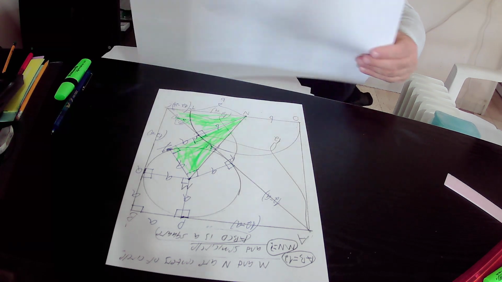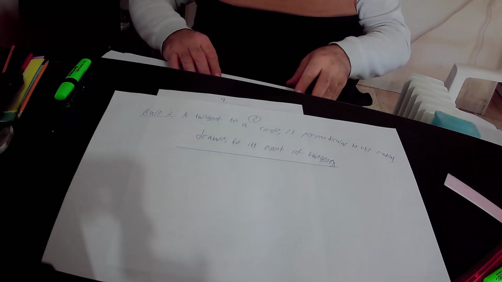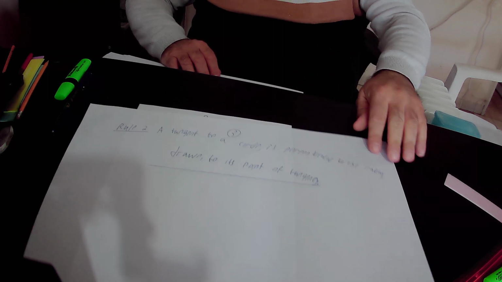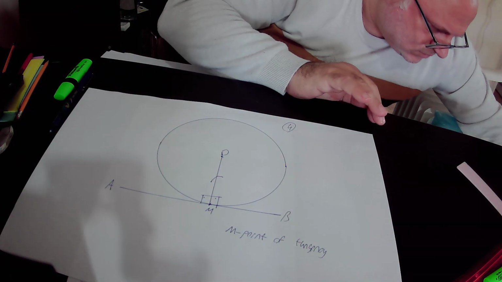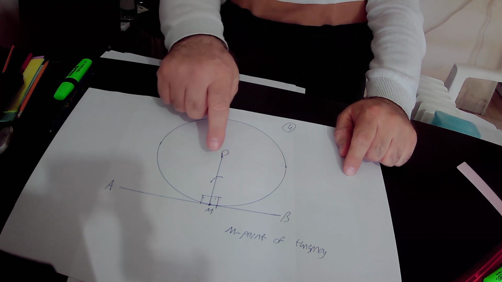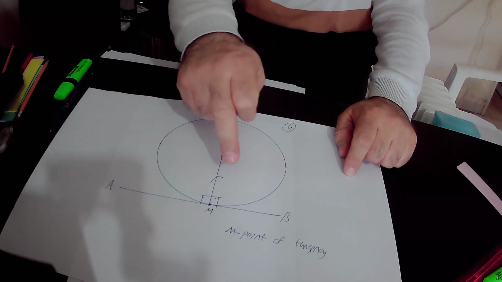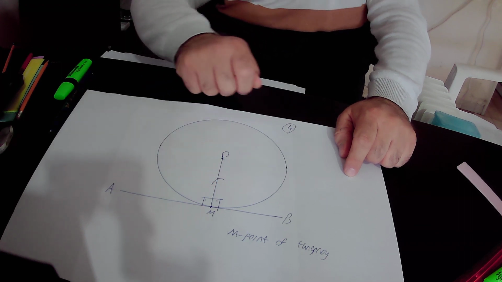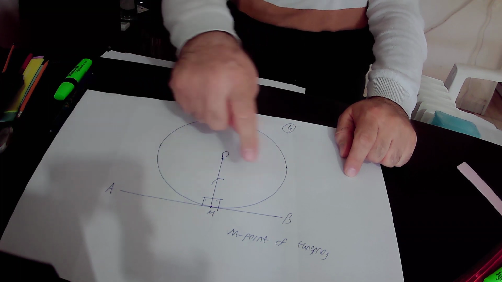Then I presented to you rule number 2. According to rule number 2, a tangent to a circle is perpendicular to the radius drawn to its point of tangency. What is the meaning of rule number 2? The meaning is that if we have this circle and tangent AB is tangent to this circle at point M, that is to say point M is the point of tangency of tangent AB with this circle, we have the radius OM that is drawn to the point of tangency.